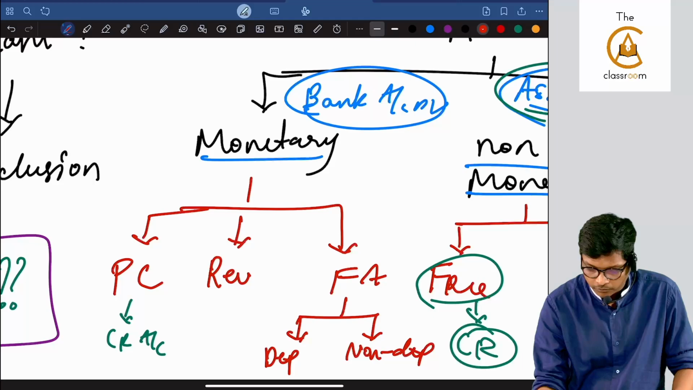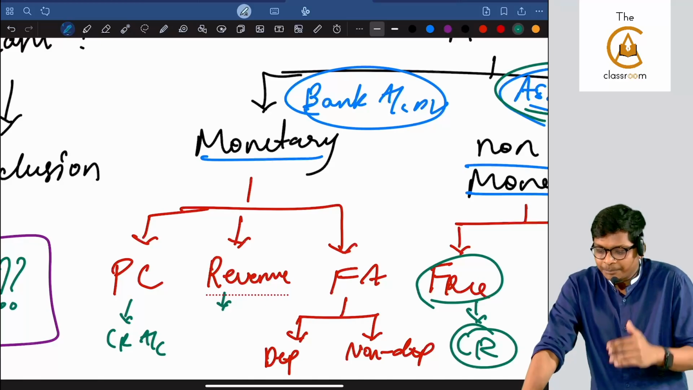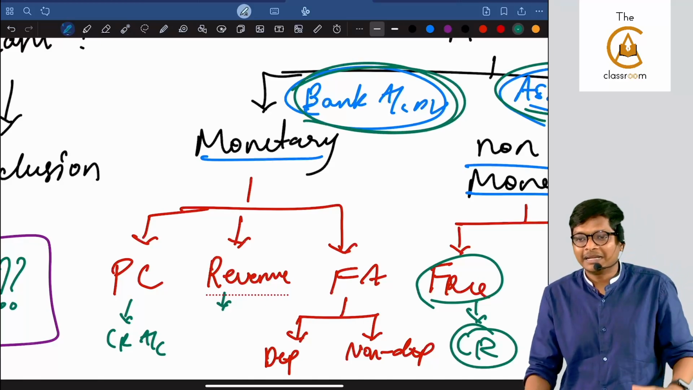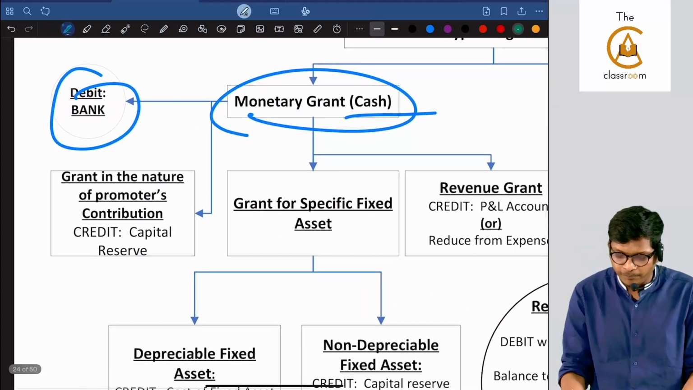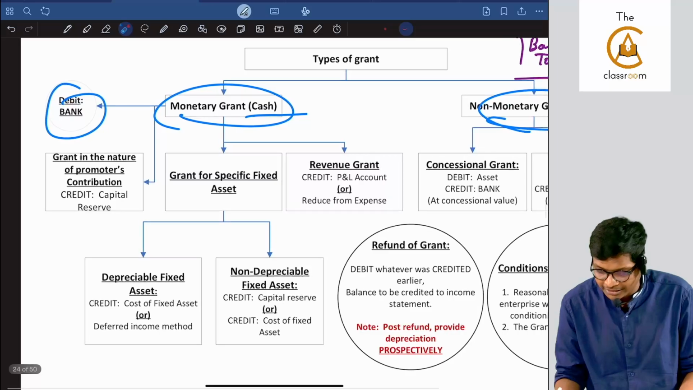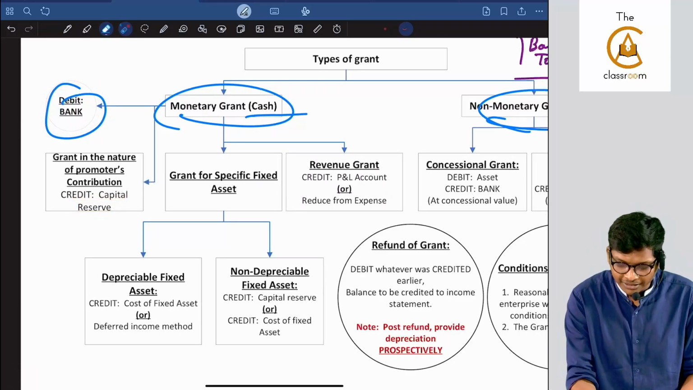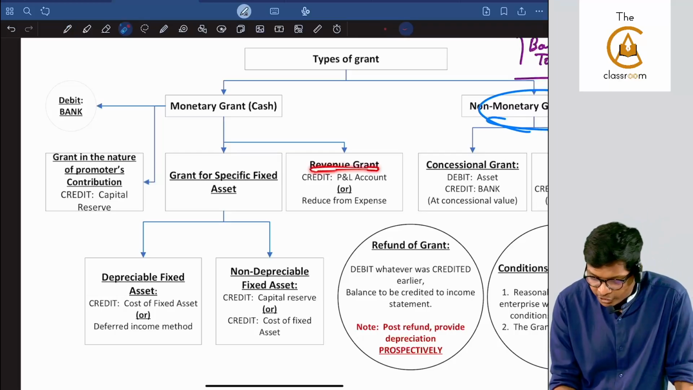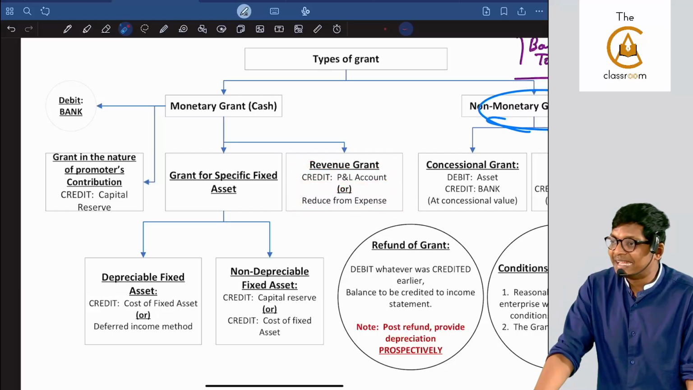Okay. Next is revenue grant. In revenue grant, it's like getting income. So the entry is simple. Debit bank. Bank is not going to change. Credit what? P&L. I will credit P&L. Look at this, same thing over here. Grant in the nature of promoter's contribution: in monetary grant, credit capital reserve, debit bank. Are you all following, guys? Okay, same thing is there over here. For revenue grant, you can credit P&L or you can reduce from the corresponding expense also.